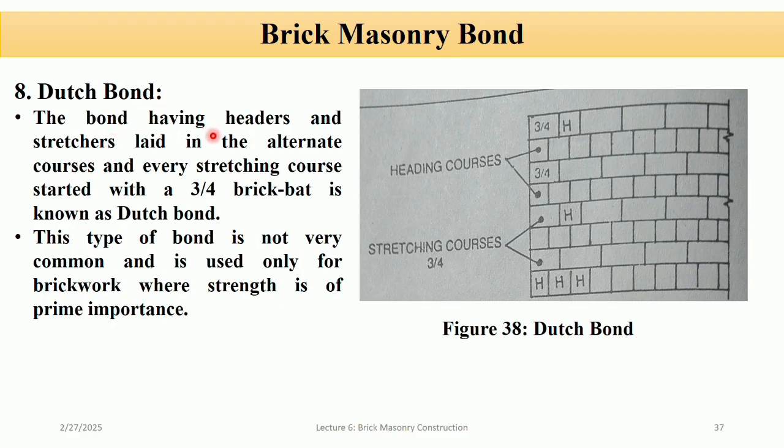Dutch bond. The bond having headers and stretchers laid in alternate courses. You can see in the figure this is the header course and this is the stretcher course, and we provided them throughout the wall alternately.